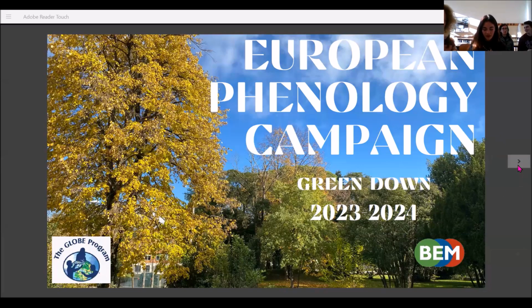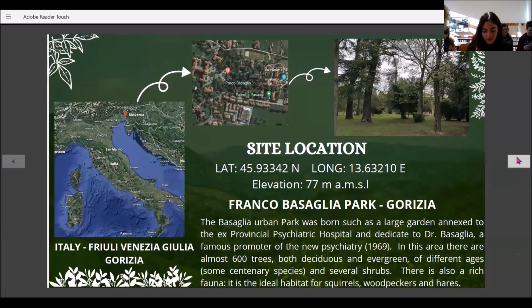The Basaglia Park is located in Gorizia, and there are almost 600 trees. Some species are deciduous and some are evergreen, of different ages. There are some centenary species and several bushes. This park was born as a large garden annexed to the ex-psychiatric hospital.